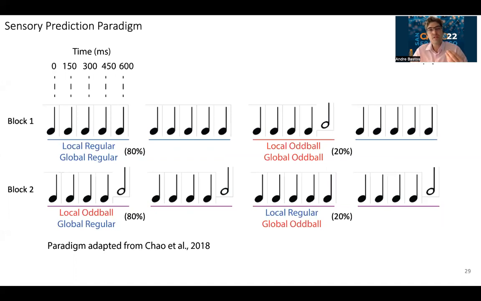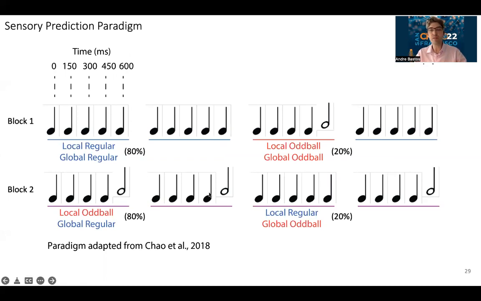And for this, we used a sensory prediction paradigm that involved both local oddballs, which were violations to the local sensory stream. So in this case, auditory tones: beep, beep, beep, beep, beep, boop. The boop would therefore be a local oddball, as well as global oddballs, which are violating the more generalized pattern that is seen across several of these tone sequences.